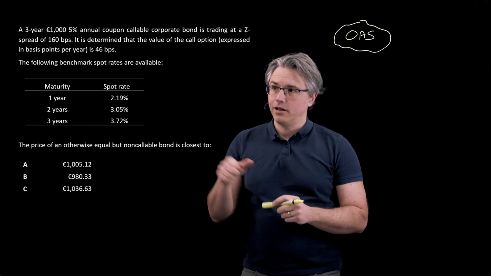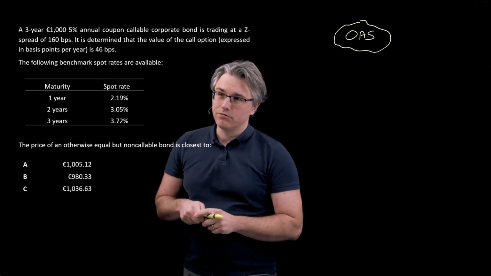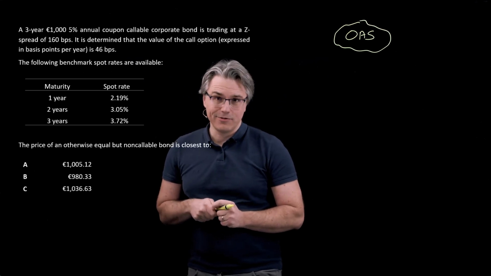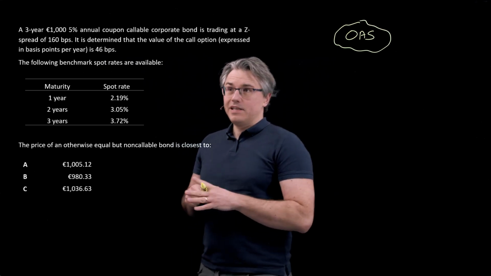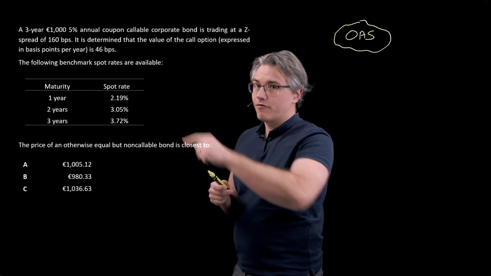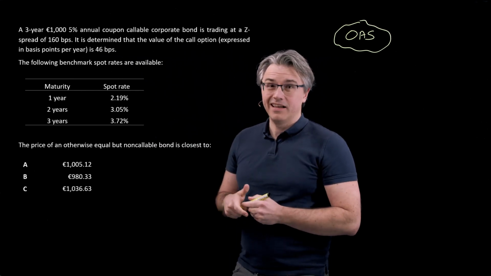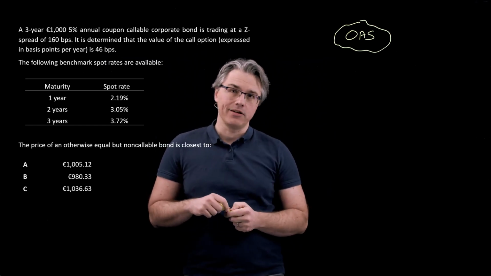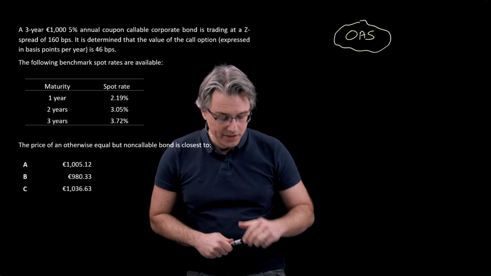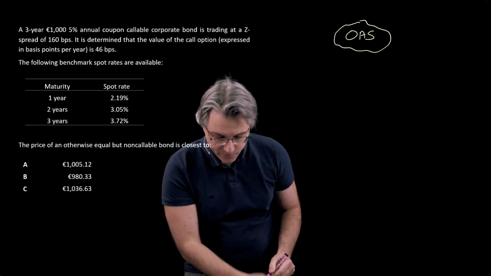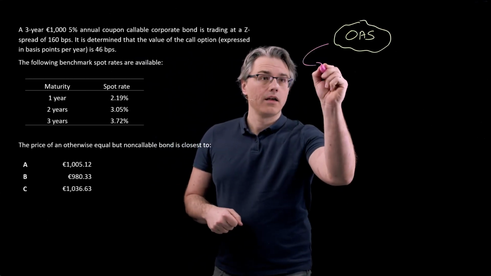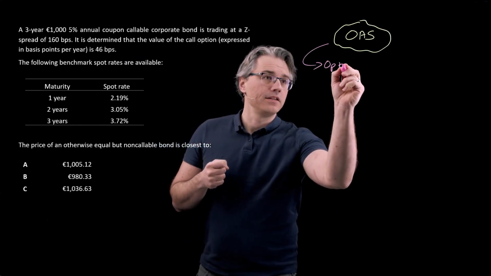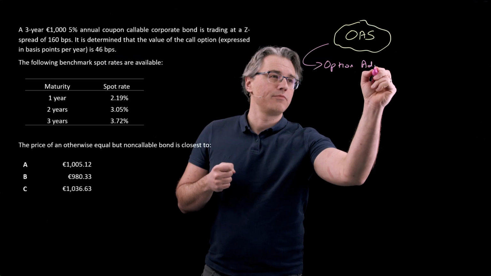But look at the question now. The price of an otherwise equal but non-callable bond is closest to. So we're not supposed to really price the bond from the scenario, but an equivalent bond without the call option attached. And for that, you're going to need the OAS, as the full name is the option adjusted spread.